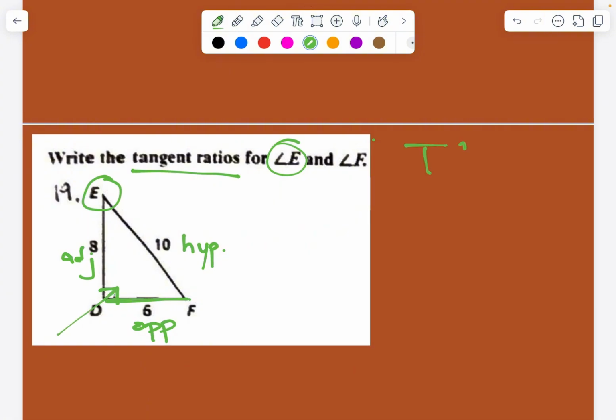When we do tangent, that's the TOA part, opposite over adjacent. So when we do tangent of E, we're going to do 6 over 8. 6 over 8 simplifies. We can divide both of those by 2 to get 3 over 4 as your final ratio. We are leaving them in ratios.